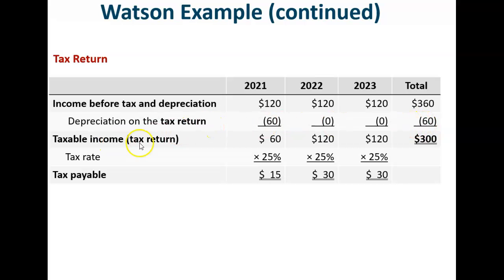That means that the taxable income per the tax return for 2021 is $60,000 and $120,000 for each of 2022 and 2023. Again, the same total. We're not changing the amounts that are subject to income tax. We're simply changing the timing of when the amounts become subject to income tax. We're given that the tax rate is 25%, which means that tax payable for 2021 is $15,000 and $30,000 for each of 2022 and 2023.